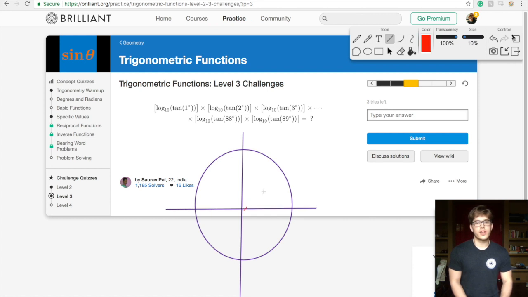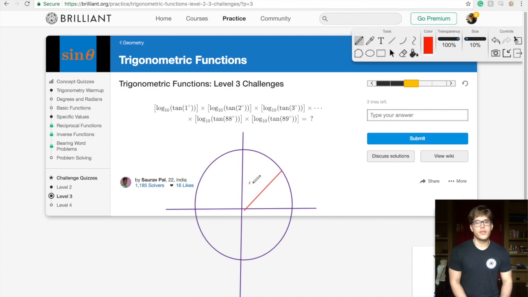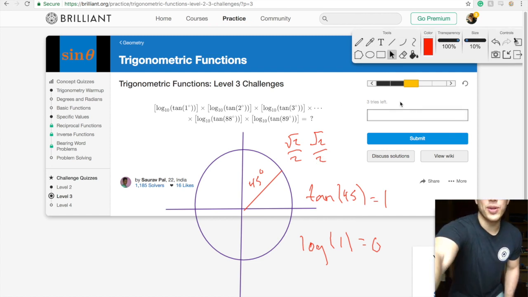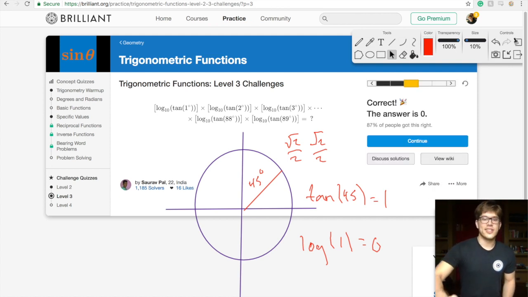Sine equals cosine at 45 degrees, right? At 45 degrees, we have root 2 over 2 and root 2 over 2. So this is saying tangent at 45 equals 1, and log of 1 equals 0, and this is a product, and anything times 0 is 0, so our answer must be 0. Excellent. All right.